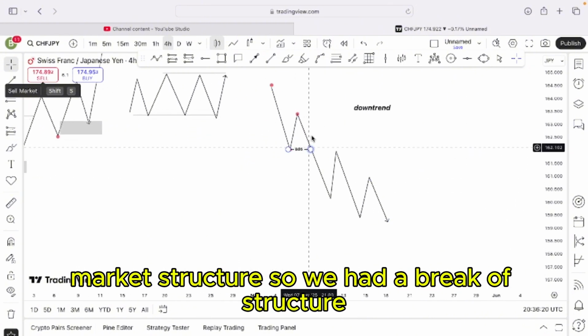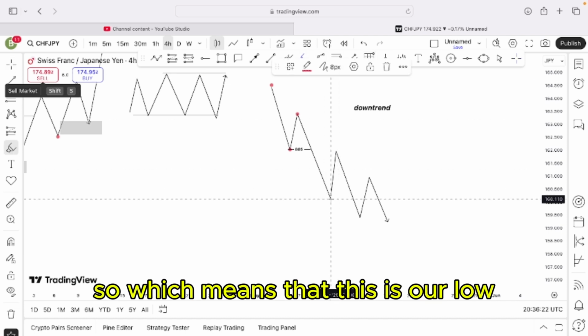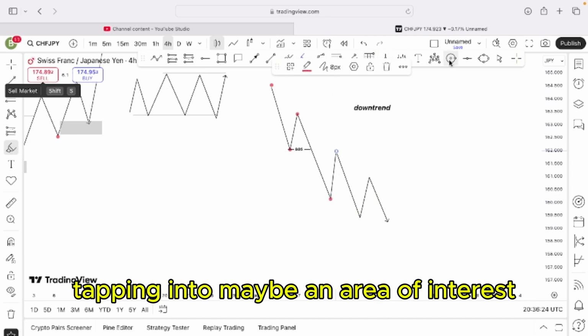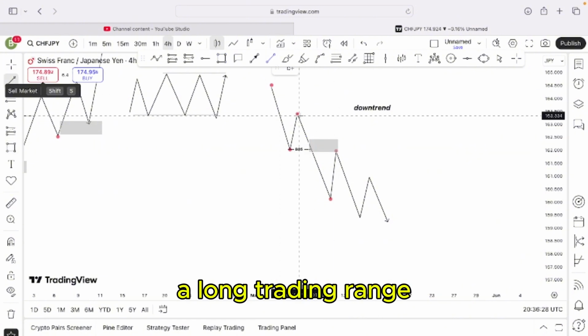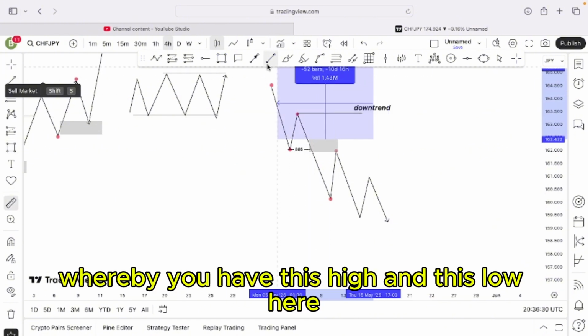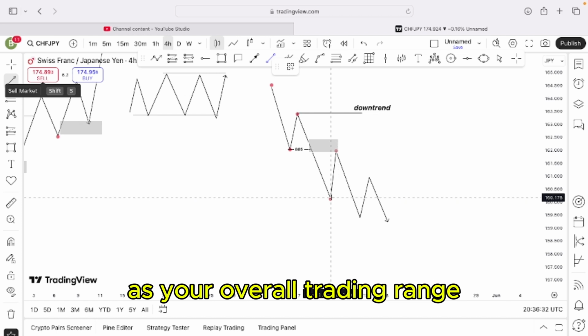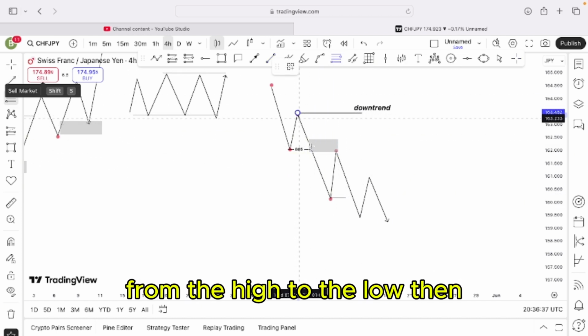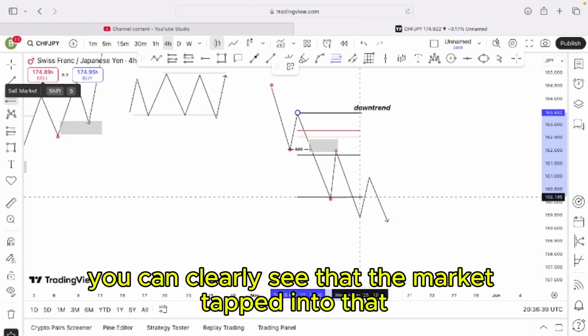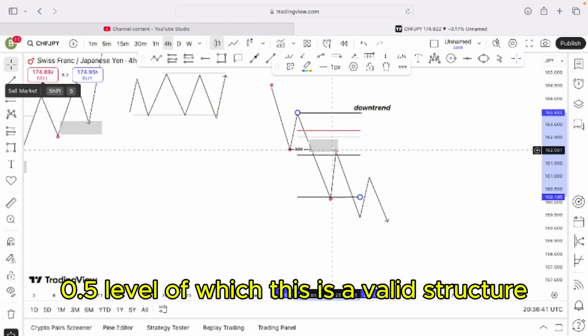So we had a break of structure, which means that this is our low, this is our lower high, tapping into maybe an area of interest, because the market can just give you a long trading range whereby you have this high and this low here as your overall trading range. So you just need to map it out using your Fibonacci tool from the high to the low. Then you can clearly see that the market tapped into that 0.5 level, of which this is a valid structure.